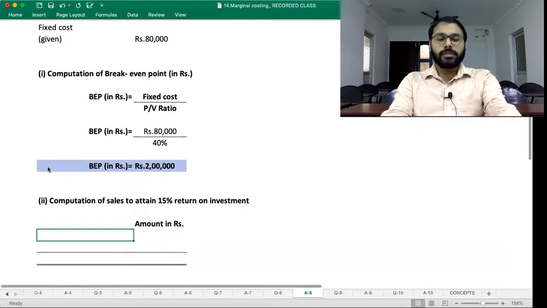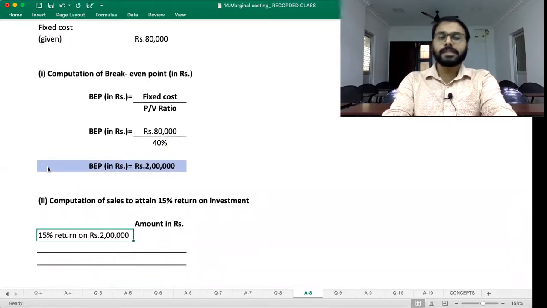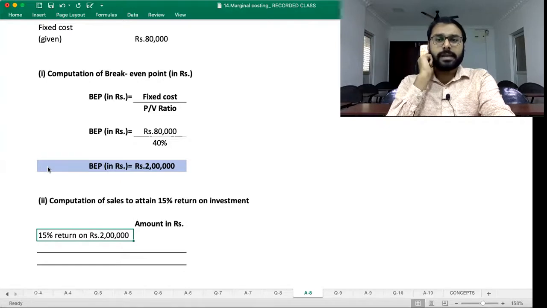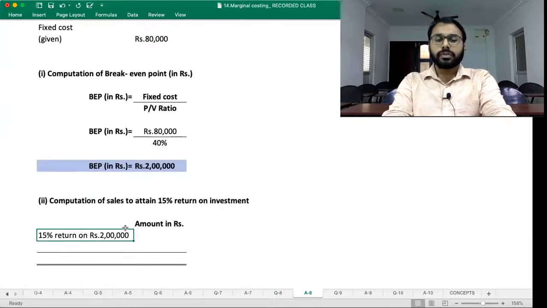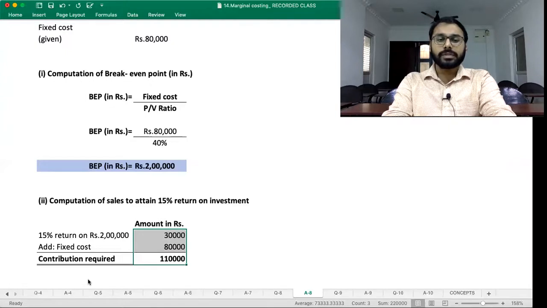I'm going to start with the first thing, which is 15% return on 2 lakhs. 2 lakhs is the investment amount. The first line in the question says 2 lakhs is the investment made by the person. Mr. X has made a 2 lakhs investment. So 15% on 2 lakhs is the expected profit by the person. Now he is also looking at the fixed cost. You should add fixed cost, which is 80,000 rupees. So the contribution required works out to 1,10,000 rupees.